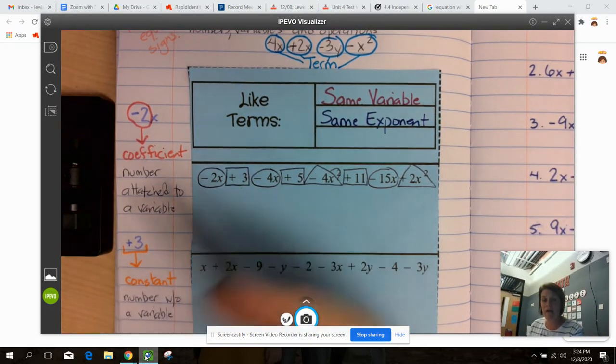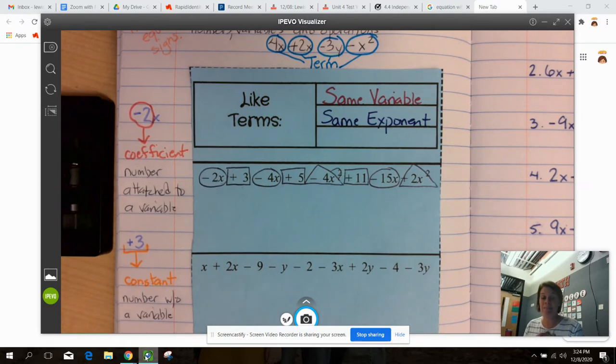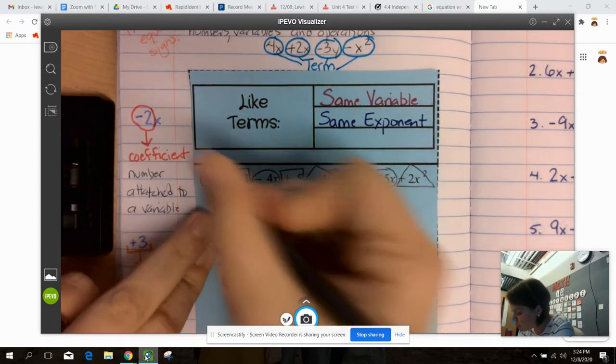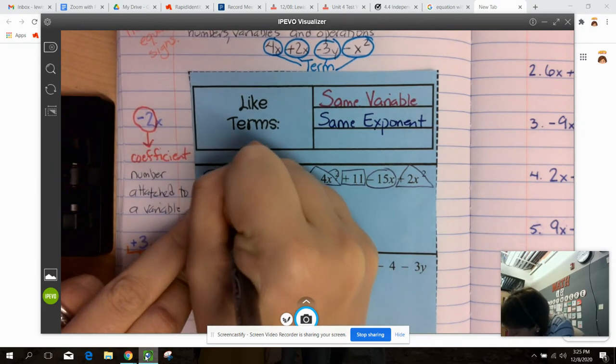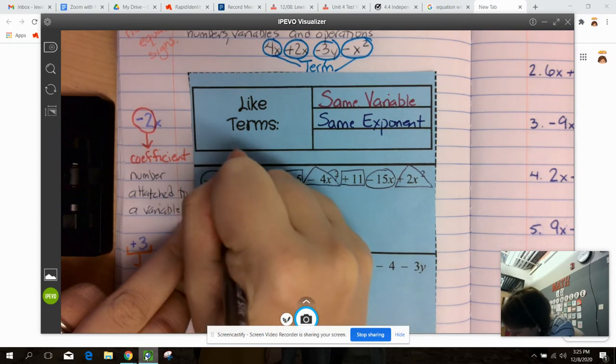Okay, so now I have grouped my terms. Now I like to make a list with my like terms, okay? So I'm going to do that. I have a -2x. Okay, so I've used that one. So all the rest of my circles, I have a -4x.